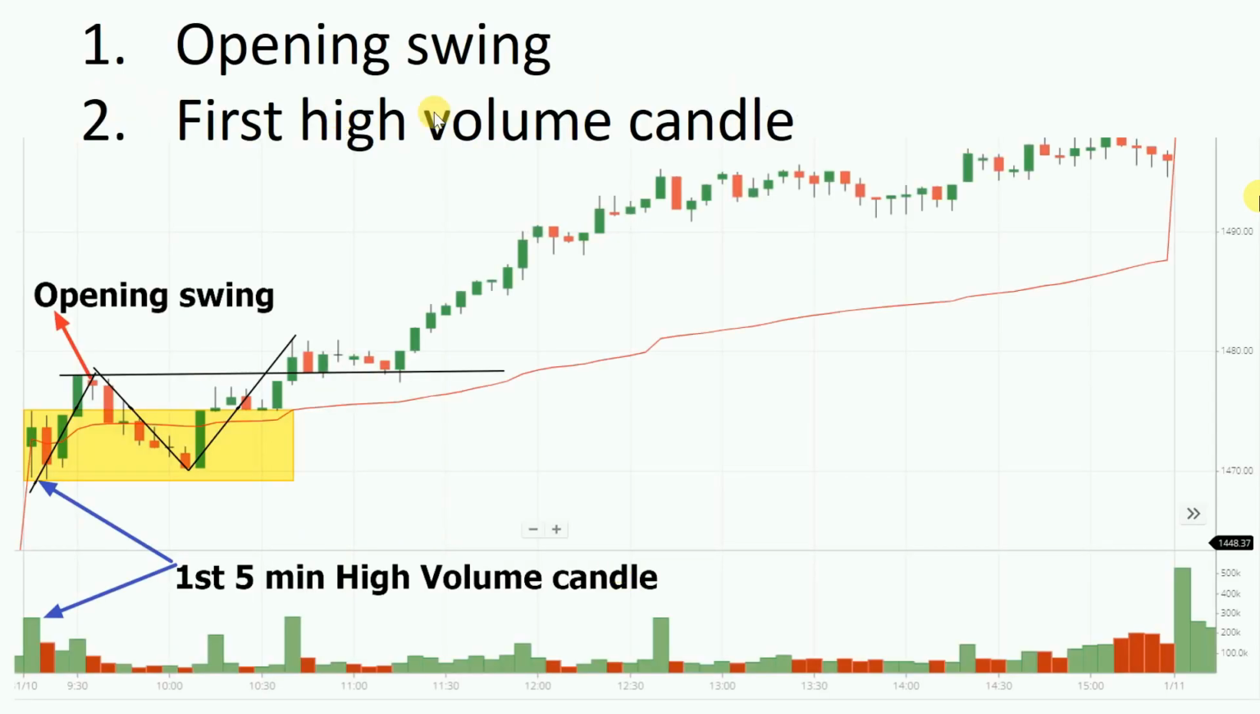The opening swing is nothing but a swing that is made at the initial session of the trading day. As you can see on the chart, this is the first opening swing. The second one is the first high volume candle. Our time frame will always be 5 minutes for intraday. The first high volume candle means the first 5-minute candle has the highest volume compared to the previous trading day's last session.